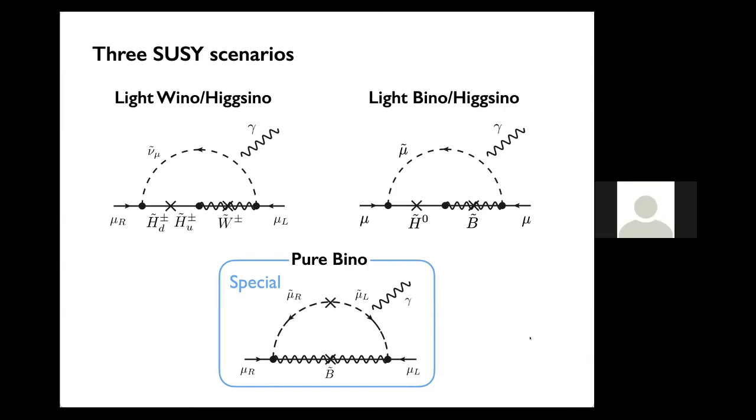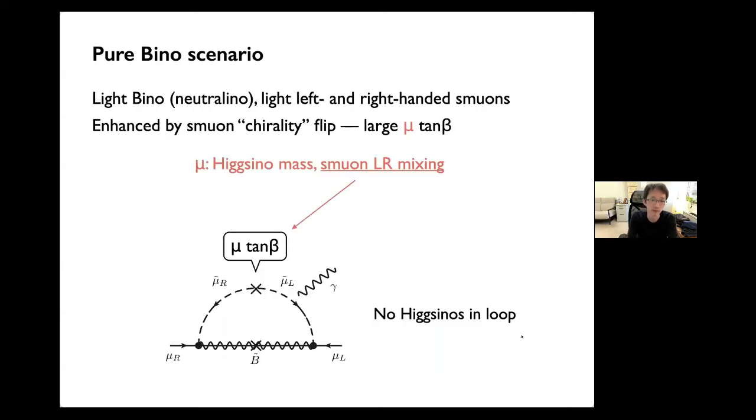Okay. So let me explain the Bino-smuon scenario. I'm explaining this scenario because it is very special. So why is this special? In this case, the Bino and the left-handed and right-handed smuons are assumed to be light. Then the chirality flip of the smuon is given by tan beta and also the mu parameter. Actually, this vertex is proportional to mu times tan beta.